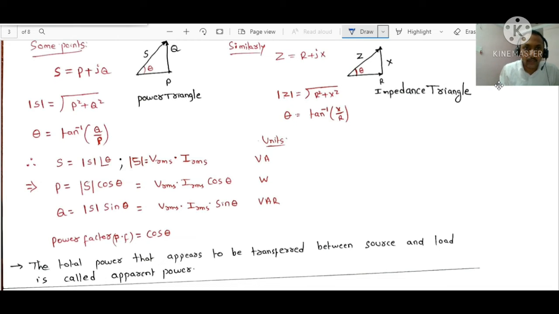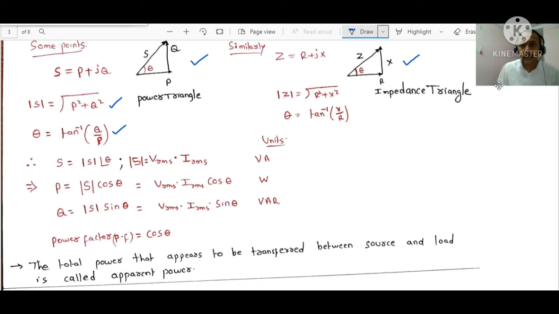These two triangles are very, very important. This is called the power triangle. This is called the impedance triangle. If you observe, S equal to P plus jQ. S represents complex power, P real power, Q reactive power. Magnitude of S, mod S, equal to root over P square plus Q square. Angle theta equal to tan inverse of Q by P.